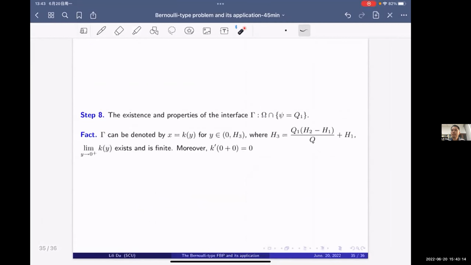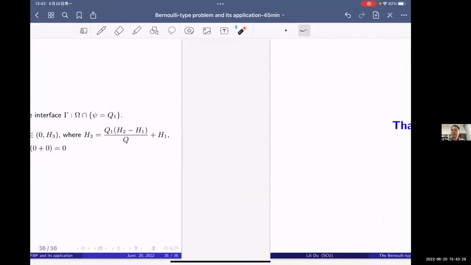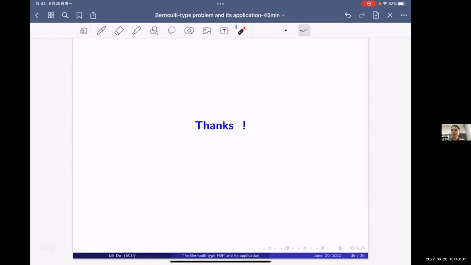Okay, finally, we will check the property of the interface gamma between the two fluids with different downstreams. I think my time is running out. I would like to stop here and omit the details of the proof.